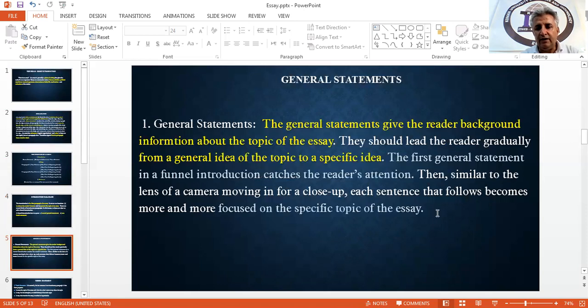So let's see what general statements are. They give the reader background information about the topic of the essay. They should lead the reader gradually from a general idea of the topic to a specific idea. The first general statement in a funnel introduction catches the reader's attention. Then, similar to the lens of a camera moving in for a close-up, each sentence that follows becomes more and more focused on the specific topic of the essay.